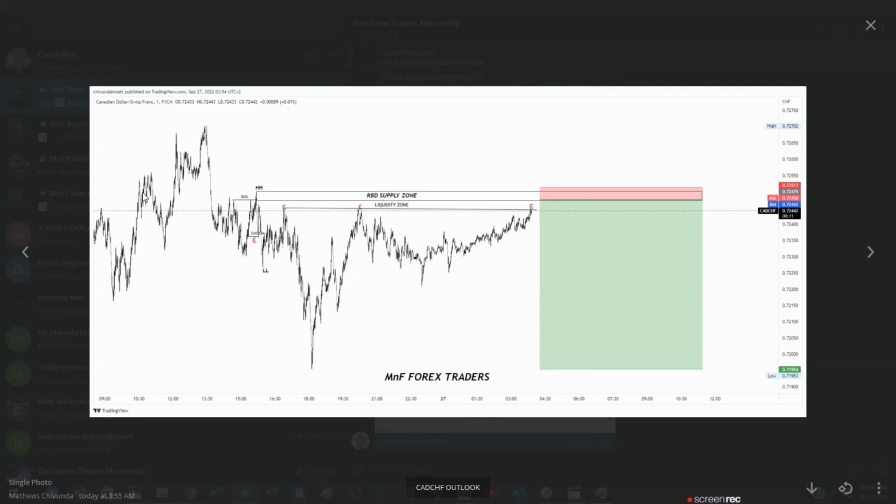You can clearly see what we had here was a clear QML low, higher high, then break of structure right here, formation of the new lower low right there. And you can clearly see that we had a series of resistance right here. So we had the levels which was acting as resistance.